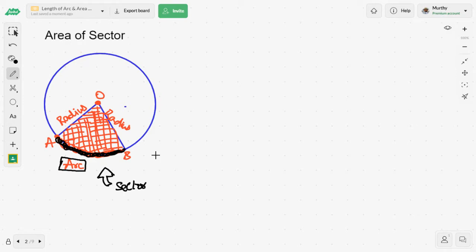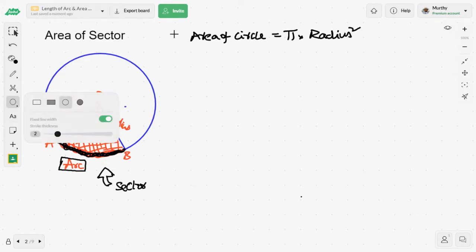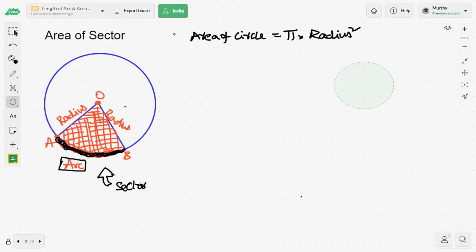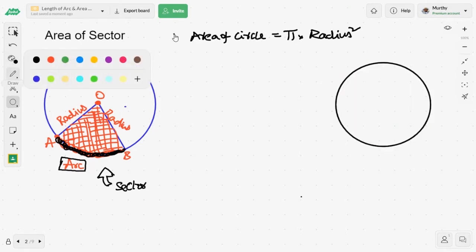Now, how to find the area of sector? You know how to find area of a circle, which is pi times radius square. Okay. Now, let me take a circle. And what's a radius? Randomly, I'm taking some numbers. Let's say that 3.5 centimeters.